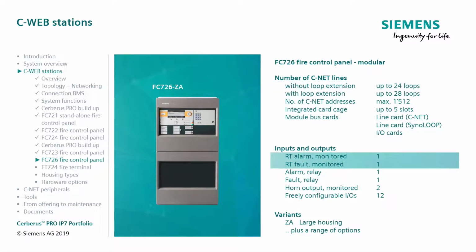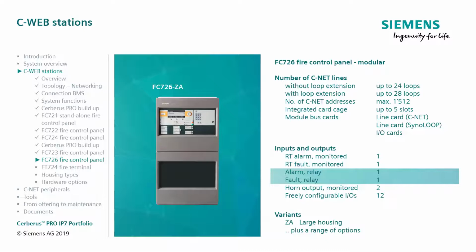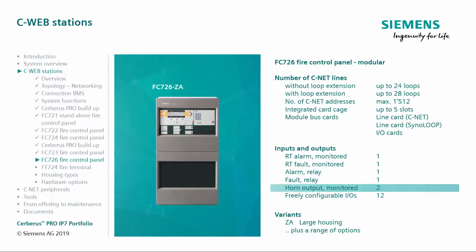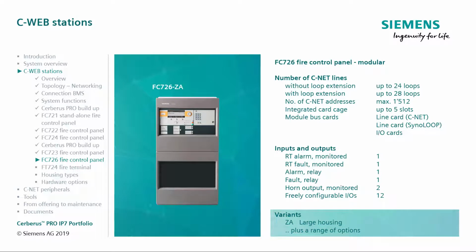2 monitored outputs, one for an RT alarm, the other for an RT fault. 2 relay outputs, one for an alarm, one for a fault. 2 monitored horn lines. 12 freely configurable inputs and outputs. The whole setup is packaged in a large housing and equipped with a 150-watt power supply. Other options are also available.